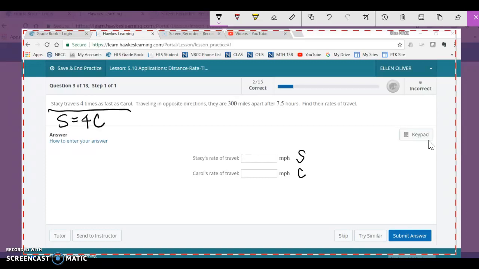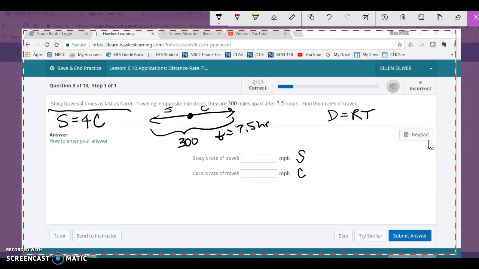Traveling in opposite directions. So I need a little diagram here. They're starting here and they're going in opposite directions. Let's say Stacy's going this way, Carol's going this way. They are 300 miles apart. So their total distance is 300 miles apart after the time is 7.5 hours for both of them. So I call this the DIRT formula because distance equals rate times time. Sort of looks like the word dirt.